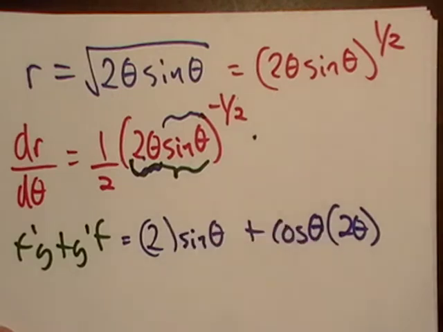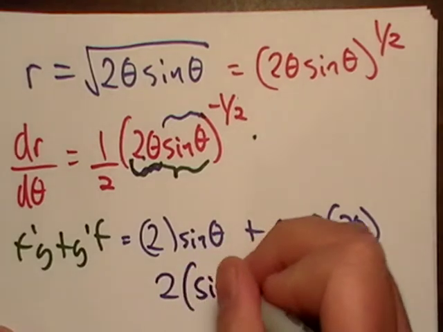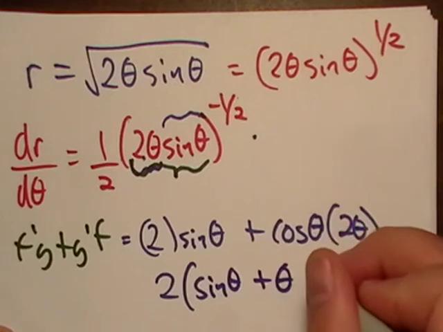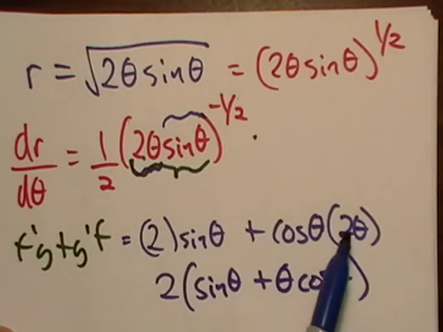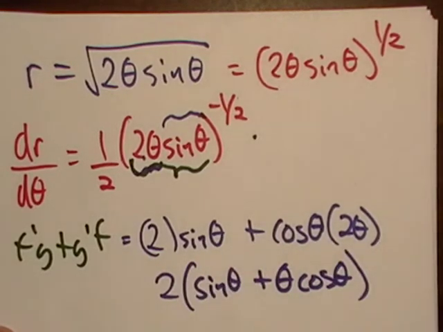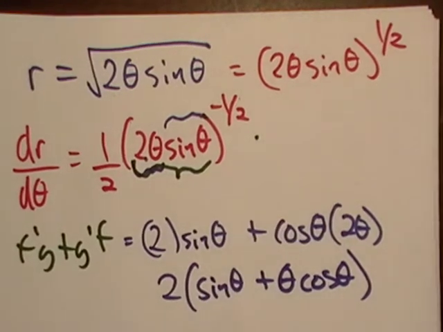Okay, so let me just clean this up a little bit. I'm going to factor out the 2, and that's going to give us sine theta plus theta cosine theta. Okay, you see how I did that? I just pulled the 2 out, and I was left with just a theta and just an addition of sine and cosine. Okay, so now I'm ready to tack this right here.